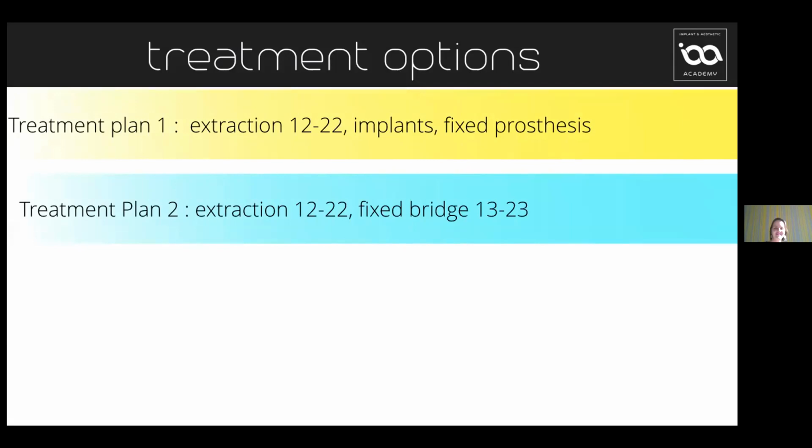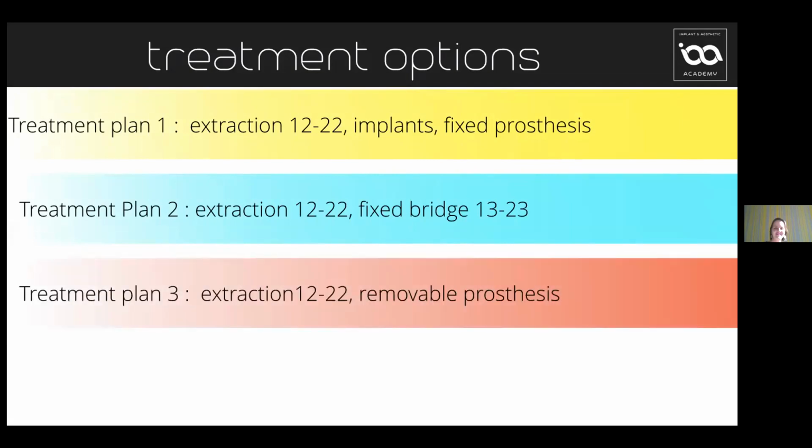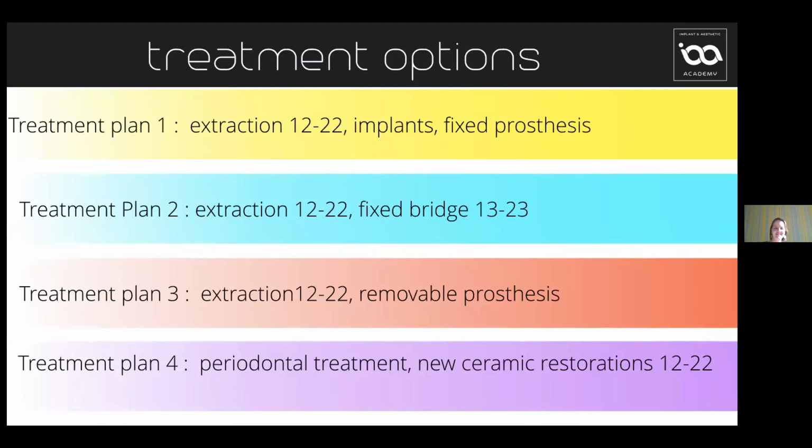The second was extraction of the four front teeth and then a fixed bridge from 1-3. So in other words, a six-unit bridge with four pontics, certainly a possibility. The third treatment option was extraction of the four anterior incisors and a removable prosthesis, maybe a chrome cobalt removable prosthesis. And the fourth option was periodontal treatment followed by new ceramic restorations.